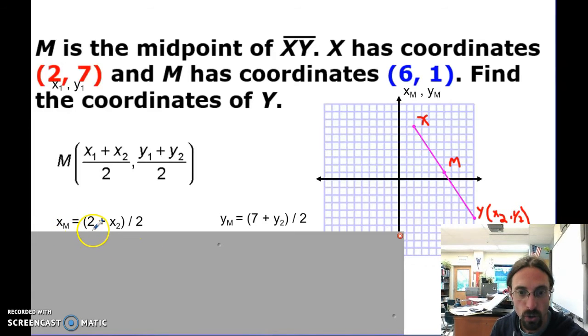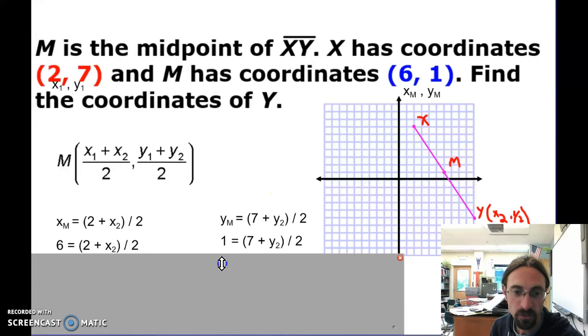So 2 plus x2 divided by 2 is the midpoint. Same thing for y. The midpoint of y is y1, which is 7, plus y2, I don't know what y2 is, divided by 2. Now, I'm going to substitute the coordinates for the midpoint, 6 for x and 1 for y. So I realize you're looking at two things at the same time here, but don't worry, I know you can handle it.